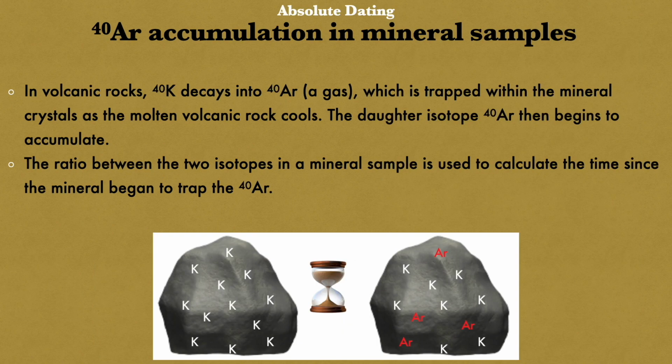Let's understand how argon-40 accumulates in the mineral samples. In volcanic rocks, potassium-40 decays into argon-40 gas, which is trapped within the mineral crystals as the molten volcanic rock cools. This argon-40 gas cannot escape and keeps accumulating over a period of time. The ratio between potassium-40 and argon-40 is used to calculate the age of volcanic rocks.